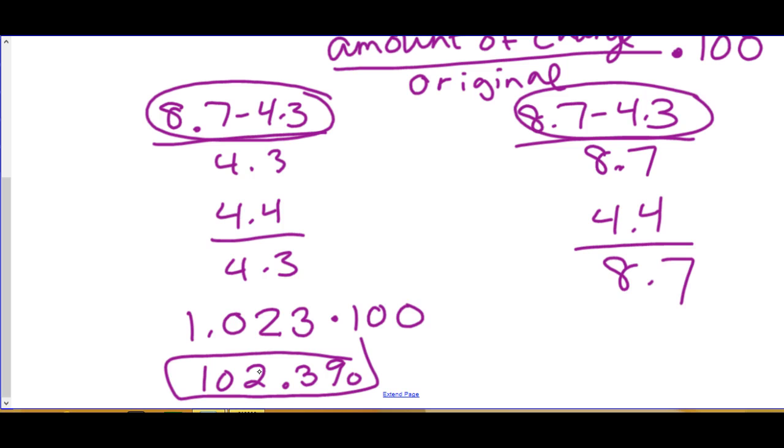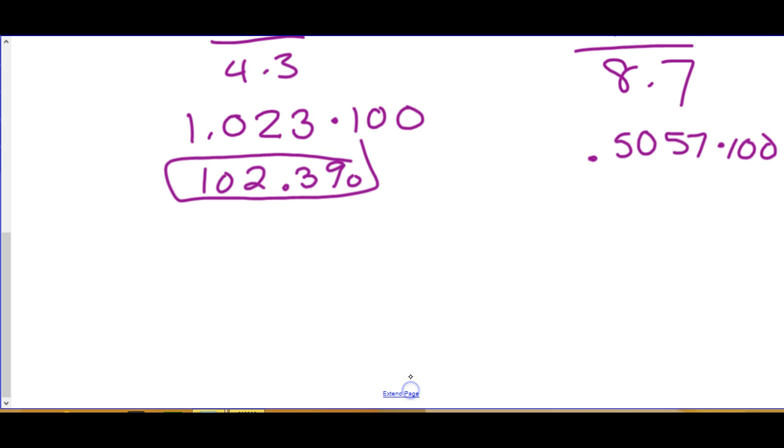So then we would do 4.4 divided by 8.7 to do the decrease, which would be 0.5057, timesing by 100 to make it a percent would be 50.57. And then usually they want you to round to the tenths place. So looking at the number next to 5, that's a 7, that means we're going to round up. So it would be 50.6% decrease.